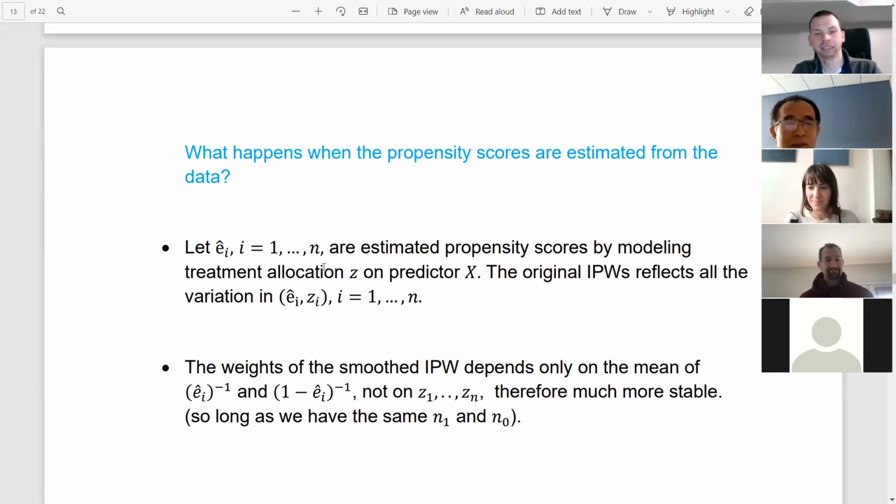So this is a slide I added. What happens when the propensity scores are estimated from the data? I do not have much knowledge about machine learning, but after the talk at Penn, I did look at a few papers. My understanding is that machine learning is just a very non-parametric approach to estimating this propensity score that imposes less modeling. Am I right on this one?